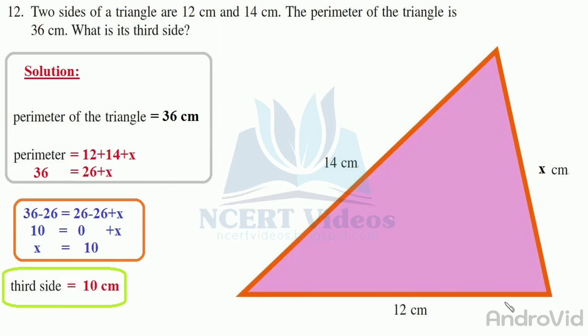So we will write the formula. Perimeter is what? Addition of all these 3 sides. So we will put perimeter as 36 and we will add 12 plus 14 is 26, plus x. So how far are we from 36? So we subtract 26 from both the sides, because this will balance our equation as well. Here we are left with 10 on the left hand side. So we get x is 10 centimeter. Now if you add all the 3 sides, you get back 36 as the perimeter.